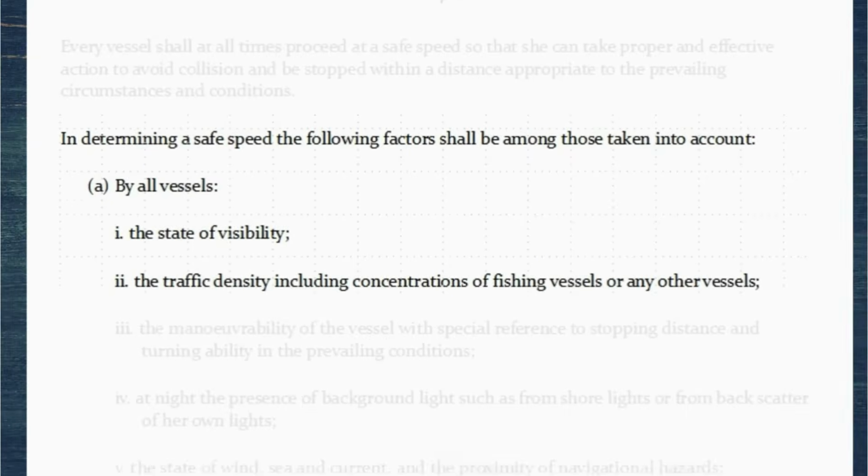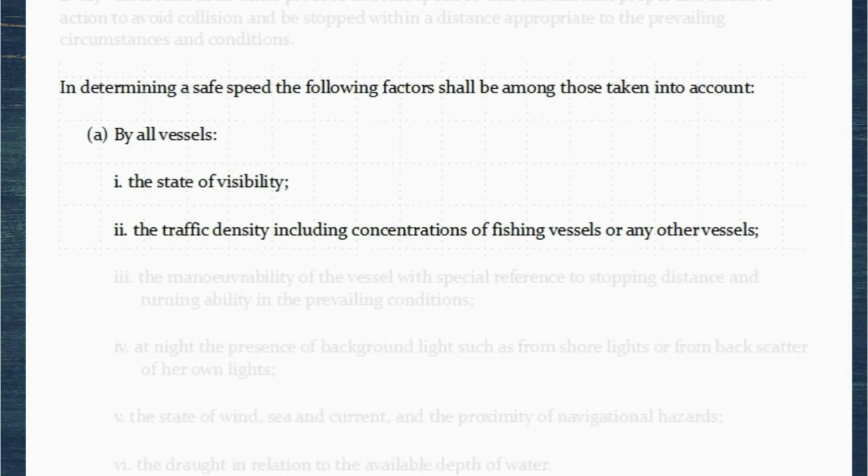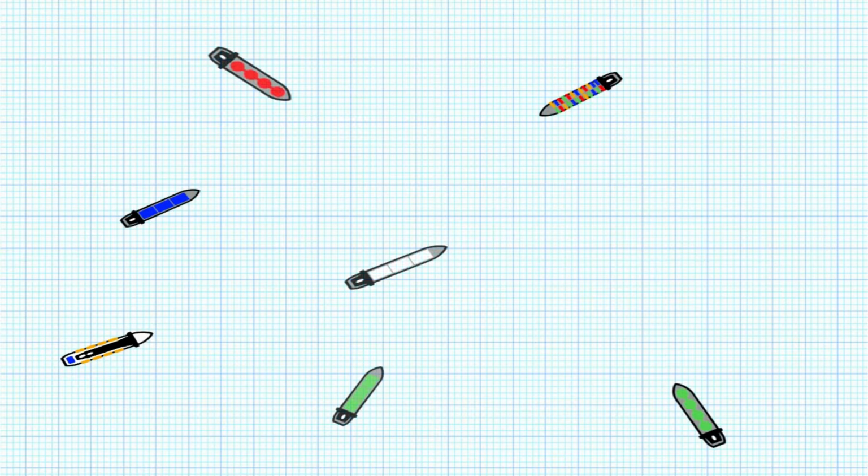The traffic density, including concentrations of fishing vessels or any other vessels. The speed that you consider safe is going to be very different if you're in this open sea situation compared to if there's other vessels around you. And equally, if there's even more vessels around you, again that's going to affect your judgment of what a safe speed should be.